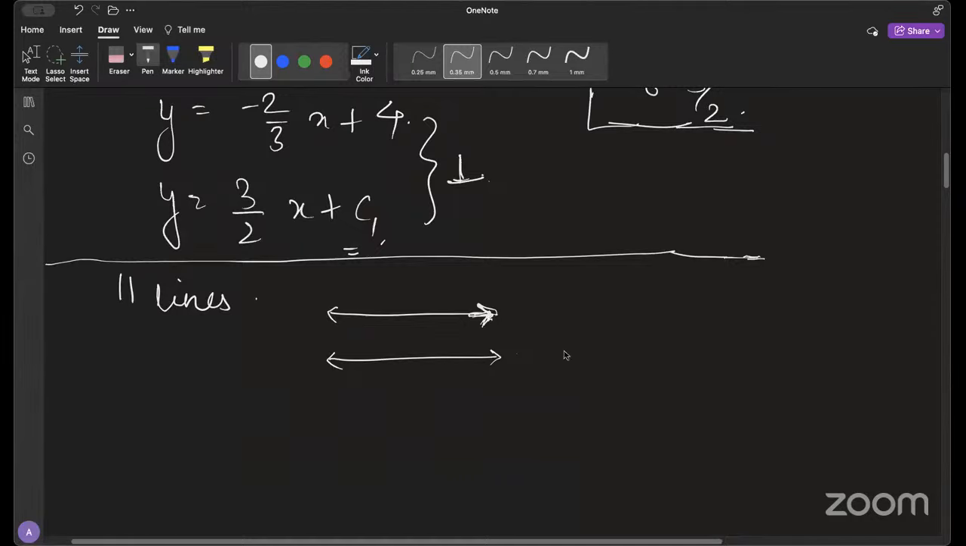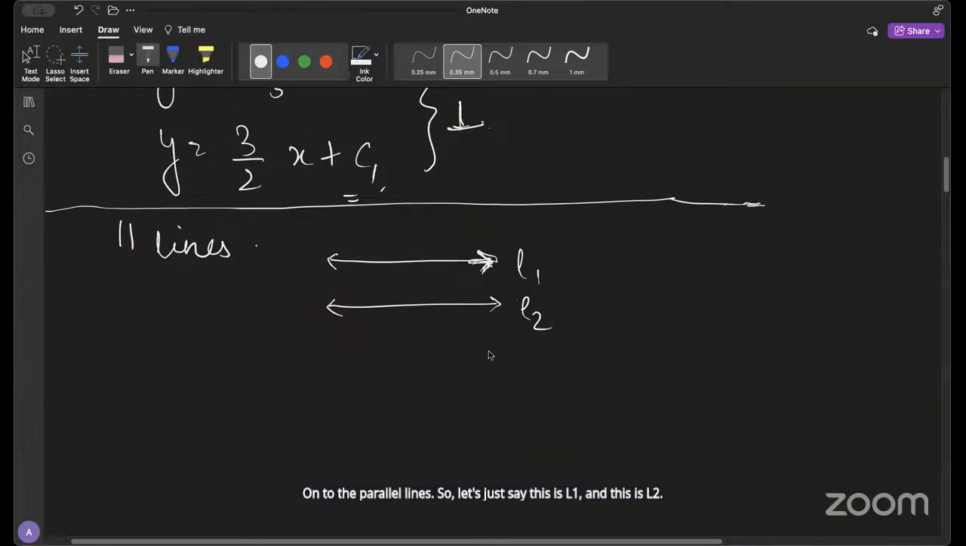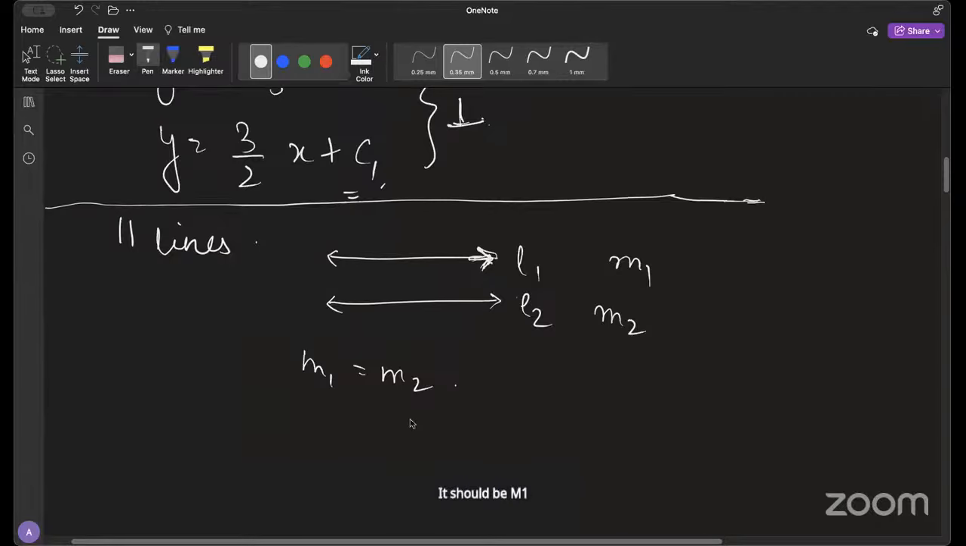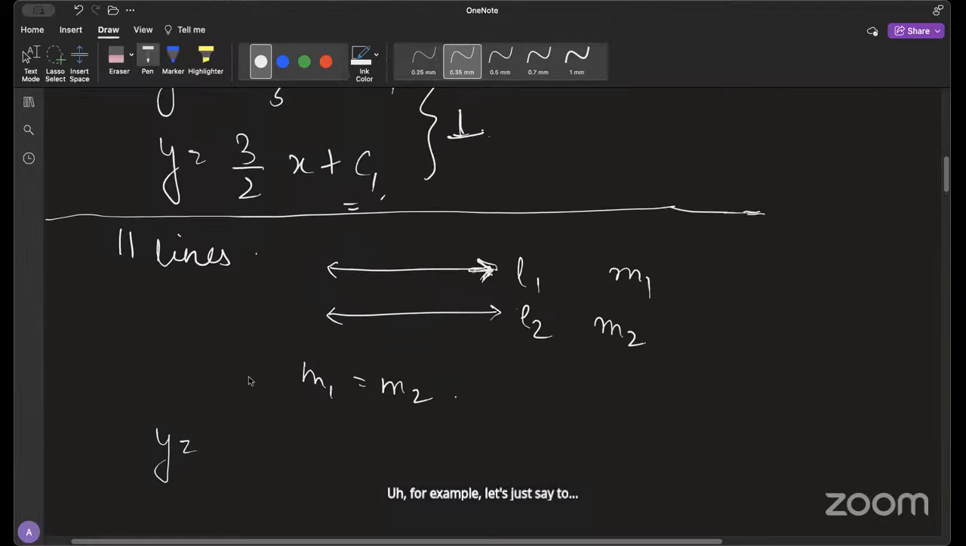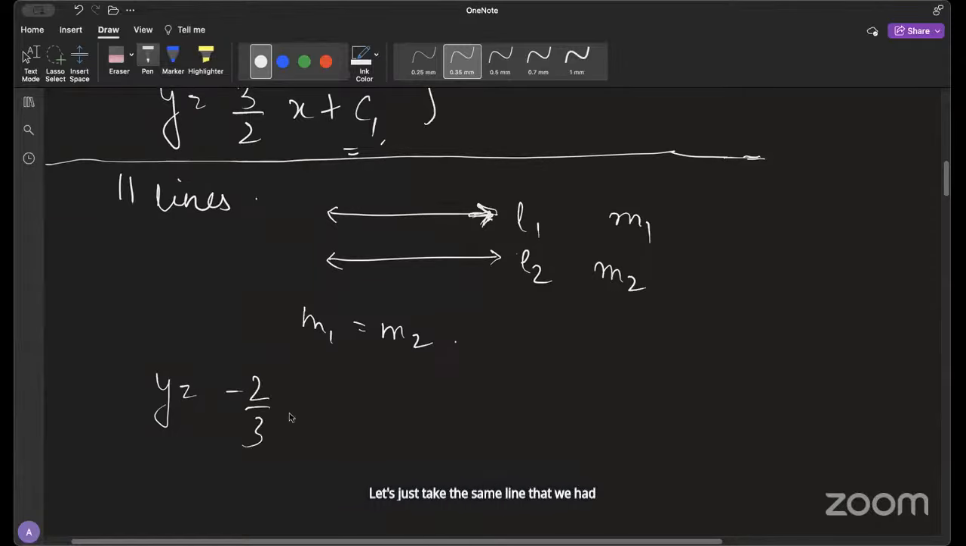On to the parallel lines. So let's just say this is L1 and this is L2. In parallel lines, your slope remains the same. So M1 is equal to M2. Let's say the slope of this is M1 and the slope of this is M2. It should be M1 equals M2. For example, let's just take the same line that we had.